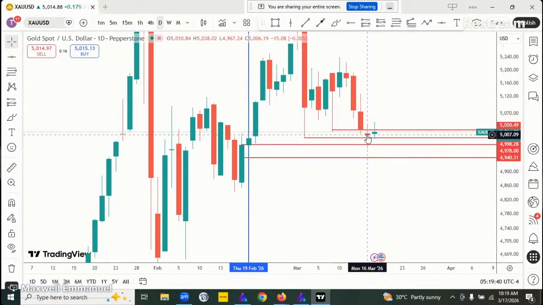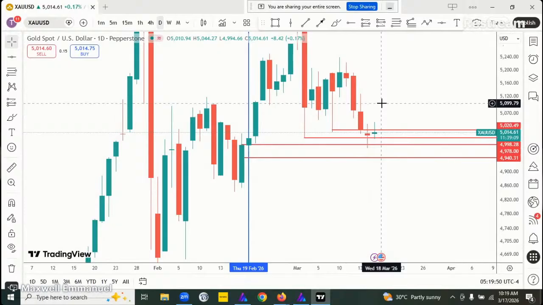This is a bearish spinning candle, and after the close of a bearish spinning candle, you are advised to wait for the next candle to close bullish. So if today's candle closes bullish, you look for a buy tomorrow. But remember, FOMC meeting will hold tomorrow.